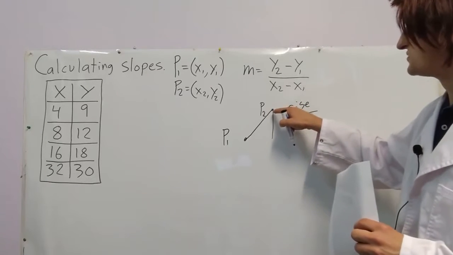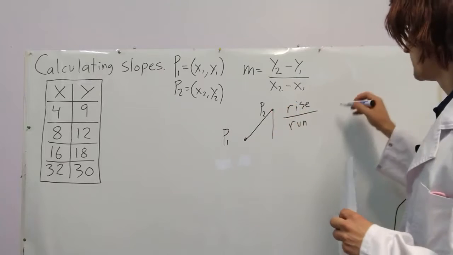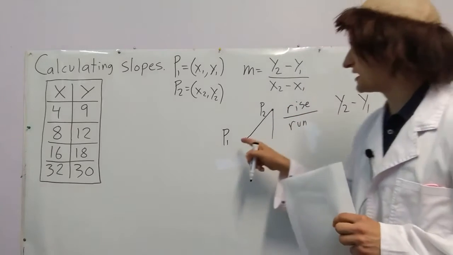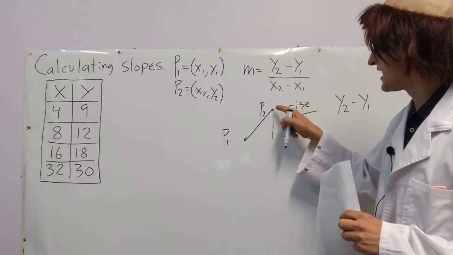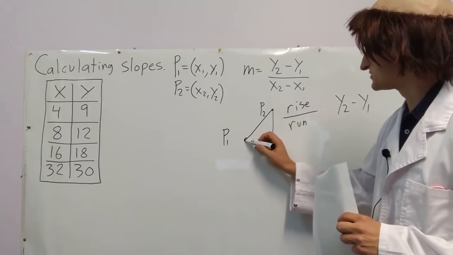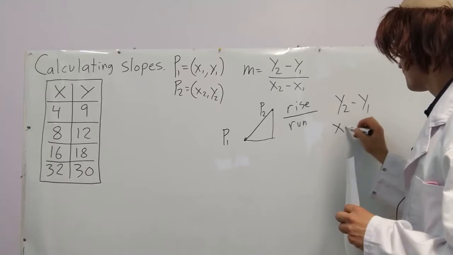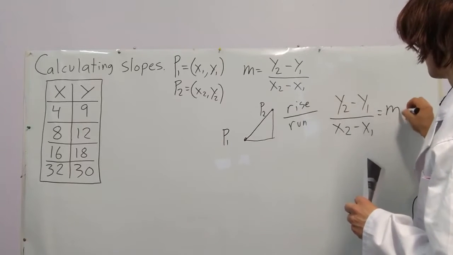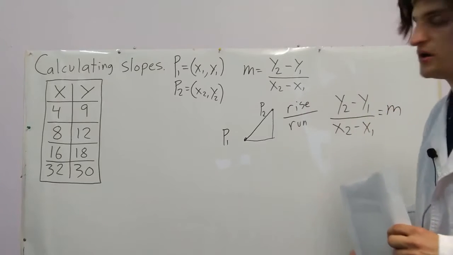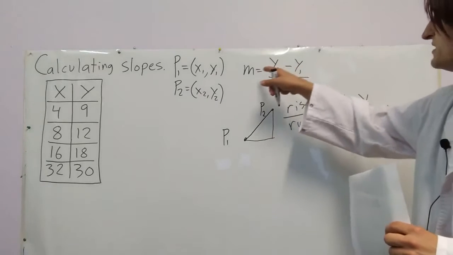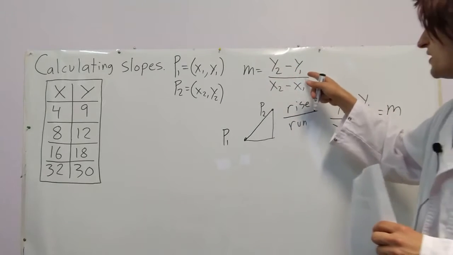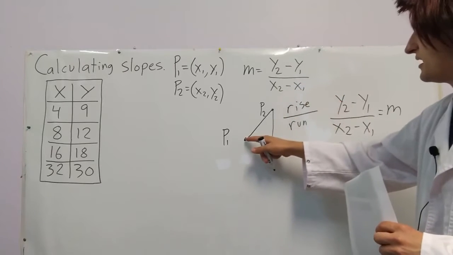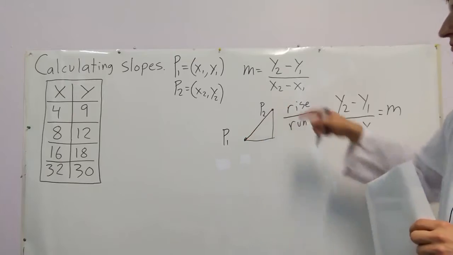The rise is y2 minus y1. And the run is x2 minus x1. And this equals our slope, which we'll call m. So m equals y2 minus y1 divided by x2 minus x1. And then we can have our slope.